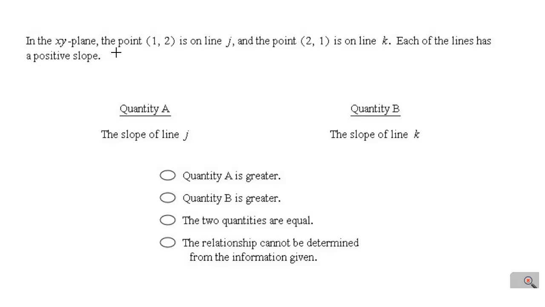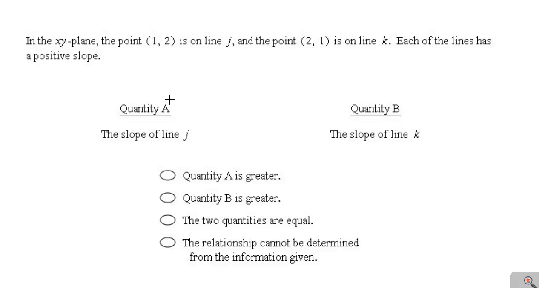So in the xy plane, the point (1, 2) is on line J, and the point (2, 1) is on line K. Each of the lines has a positive slope. Okay, so quantity A is the slope of line J, and quantity B is the slope of line K.